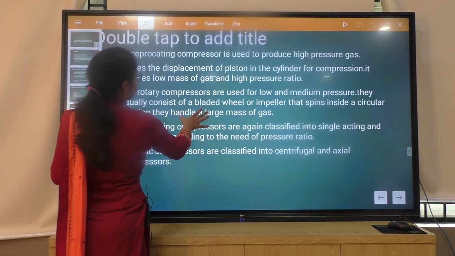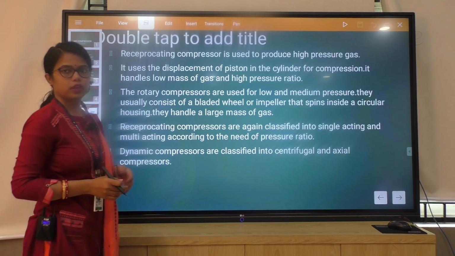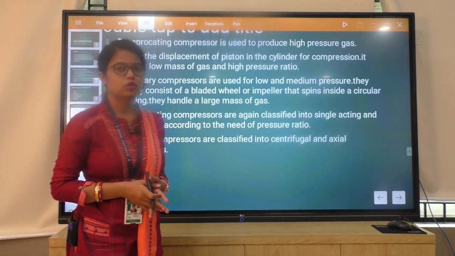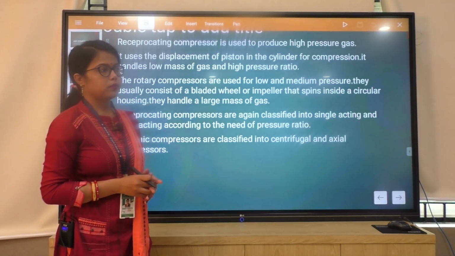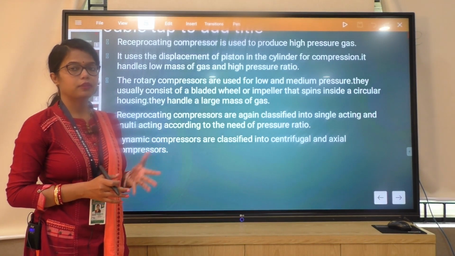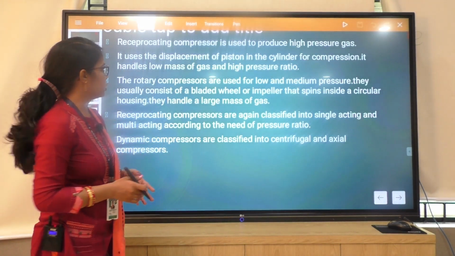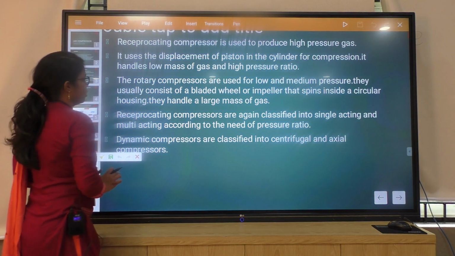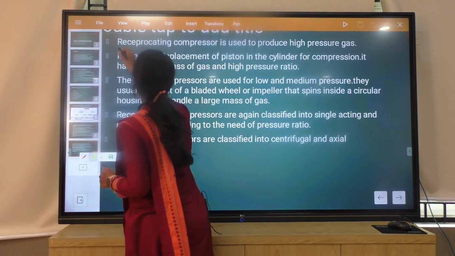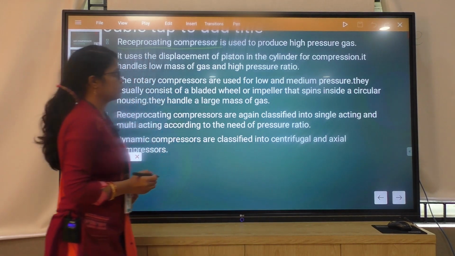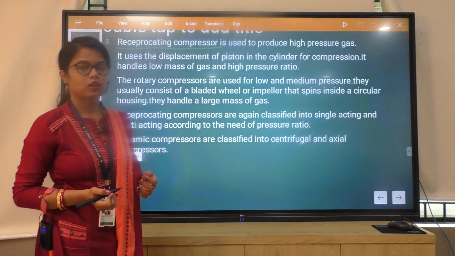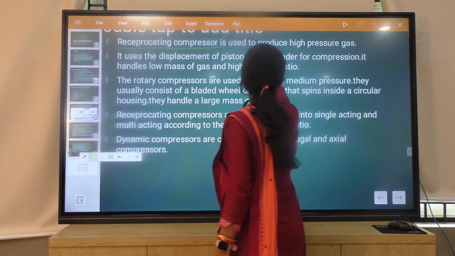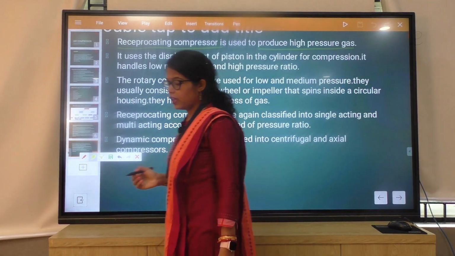The reciprocating compressor is used to produce high pressure gas. Okay. Why are we utilizing the reciprocating compressor? Whenever we need very high pressure gas or high pressure air, we utilize this reciprocating type of air compressor. That is why it is widely used in our industrial sectors. The reason behind it is that it can be used to produce high pressure gas or high pressure air.